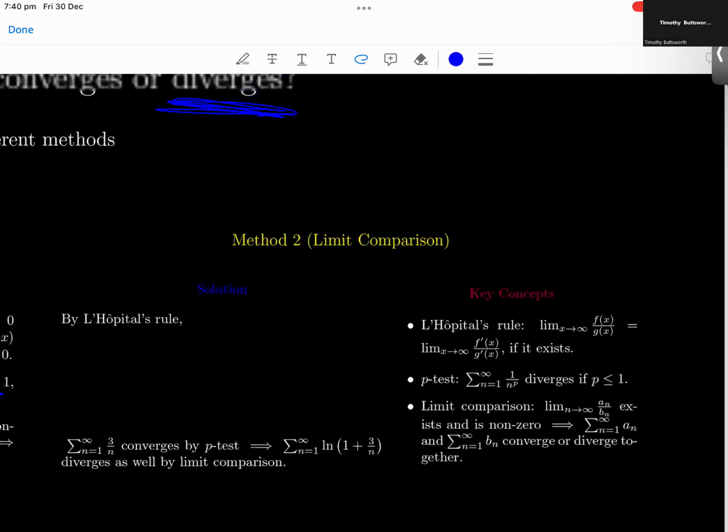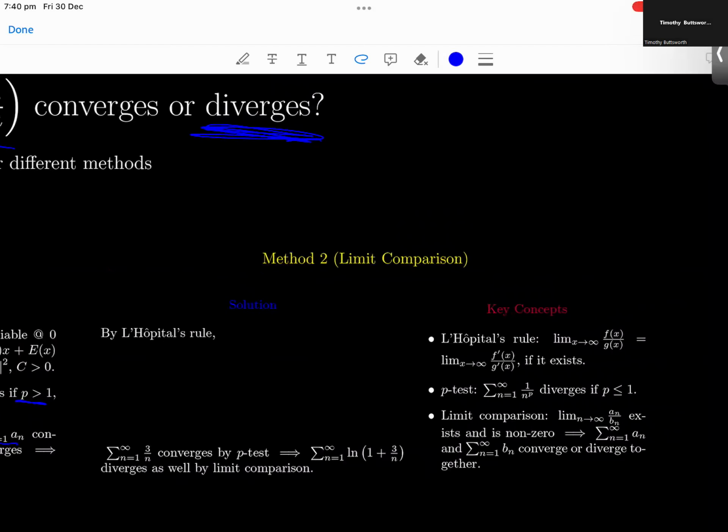The next method is limit comparison. So remember, what we're trying to evaluate here is whether or not this sum here, the sum from n equals 1 up to infinity of ln of 1 plus 3 divided by n, converges or diverges.